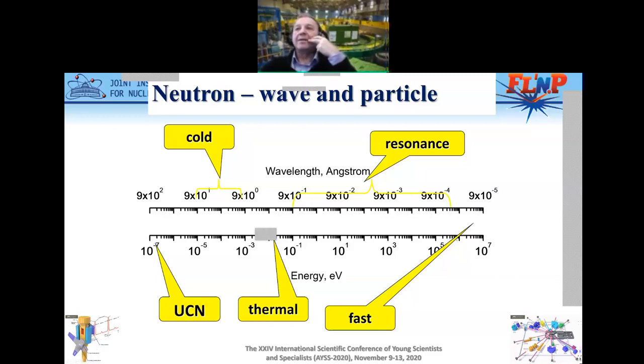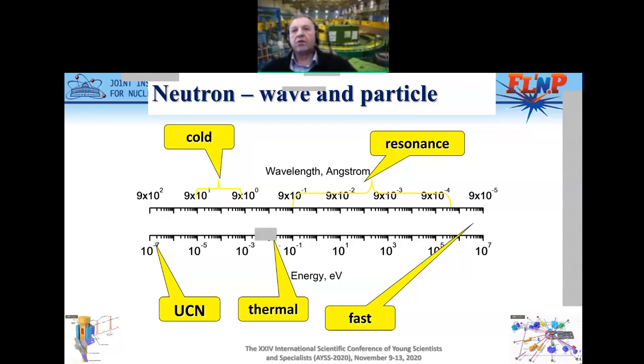Between 1 mega electron volt and approximately 1 electron volt, we call these neutrons resonance neutrons. Resonance, because the cross sections in this energy range are extremely non-monotonic, and at some specific energies we have an increase of the cross section by orders of magnitude. And we have a very specific resonance structure of the cross sections in this field.